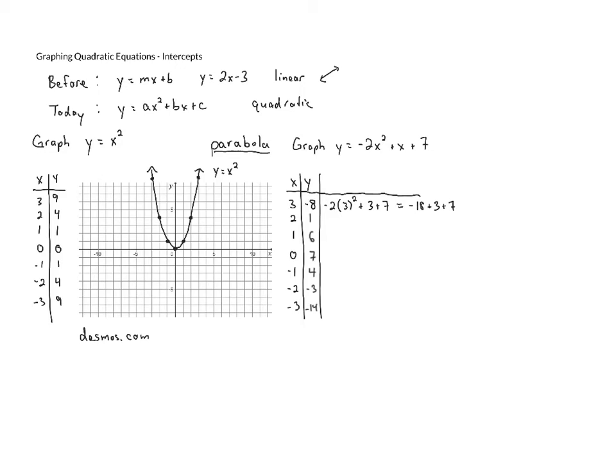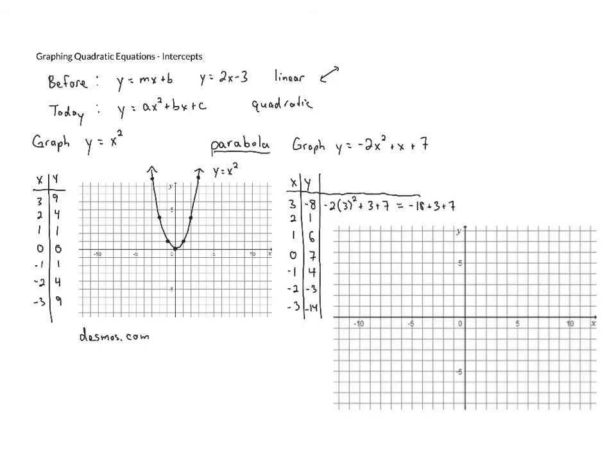Now let's go through and plot all of these on the xy plane and see what this parabola is going to look like. Okay, our first point is 3, -8, so that is to the right 3 and then down 8. It's going to go right there, right here. Then we've got 2, 1. That's to the right 2 and up 1. It's going to be right about there.